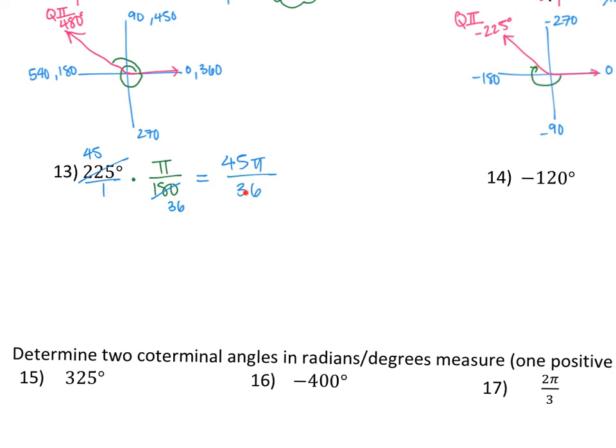But this here is still reducible. Like 45 and 36 are both divisible by 9. So that means that 45 divided by 9 is 5, and 36 divided by 9 is 4. So technically, we can say that this is 5 pi over 4. I can't reduce that any further. So this here is my angle that I'm working with.